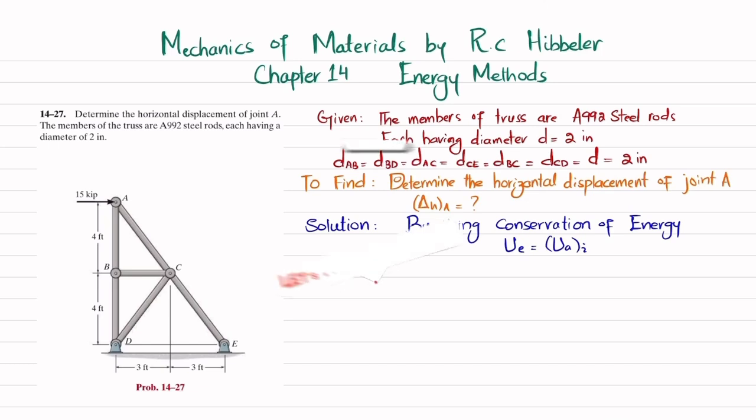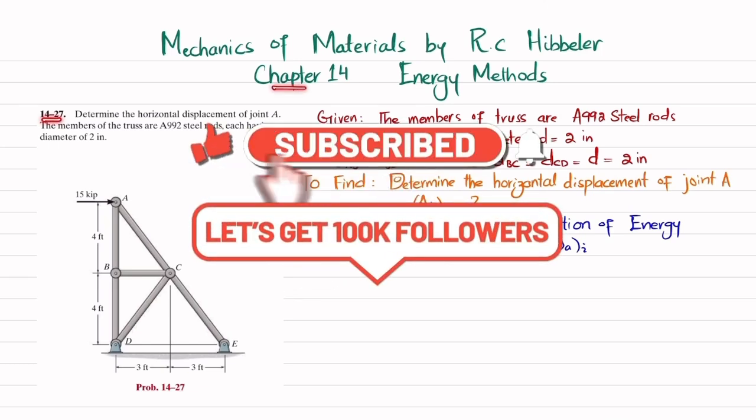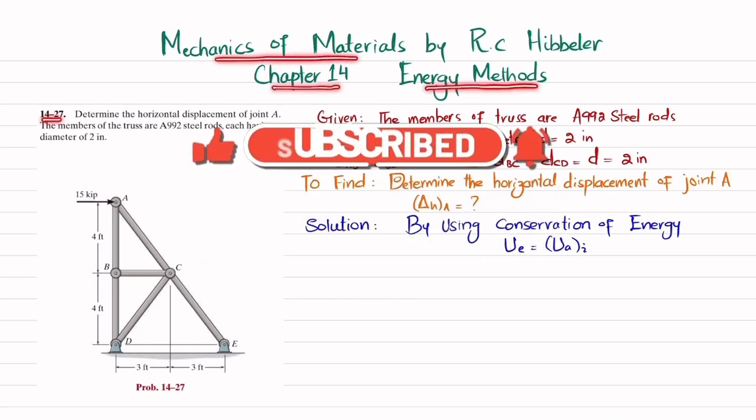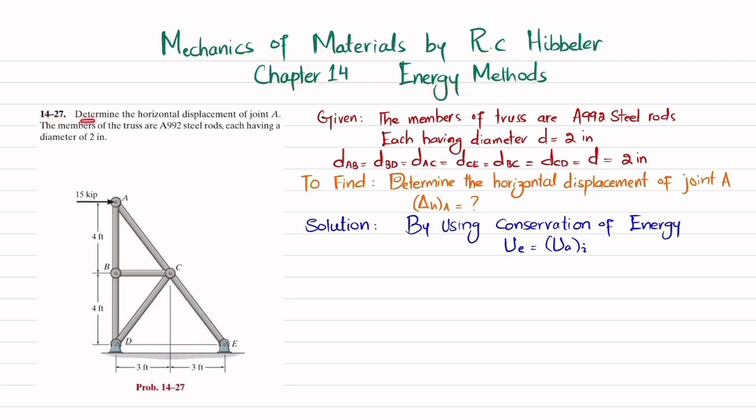Welcome back. Problem 14-27. This problem is taken from chapter number 14, Energy Methods, and the book name is Mechanics of Materials by R.C. Hibbeler. The statement is: determine the horizontal displacement of joint A. The members of the truss are A992 steel rods, each having a diameter of 2 inch.